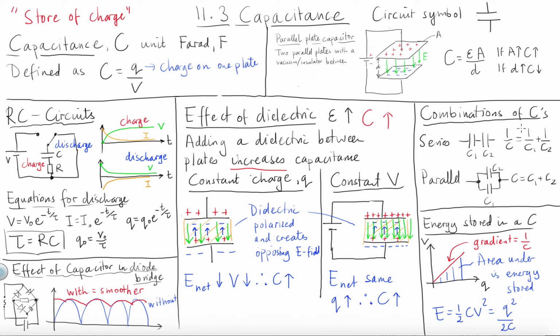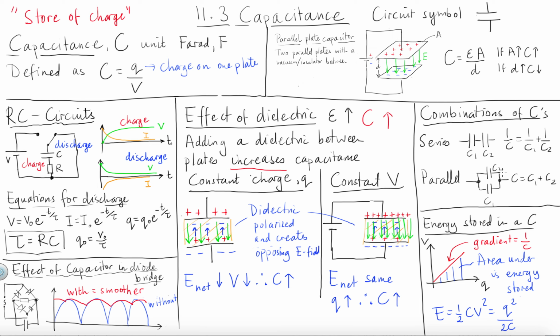Now, what happens if we combine capacitances? If we combine capacitors in series, we have to do 1 divided by the total capacitance equals 1 divided by the capacitance of the first capacitor plus 1 divided by the capacitance of the second capacitor. This is from the fact that we have the same amount of charge stored on capacitor 1 as capacitor 2.